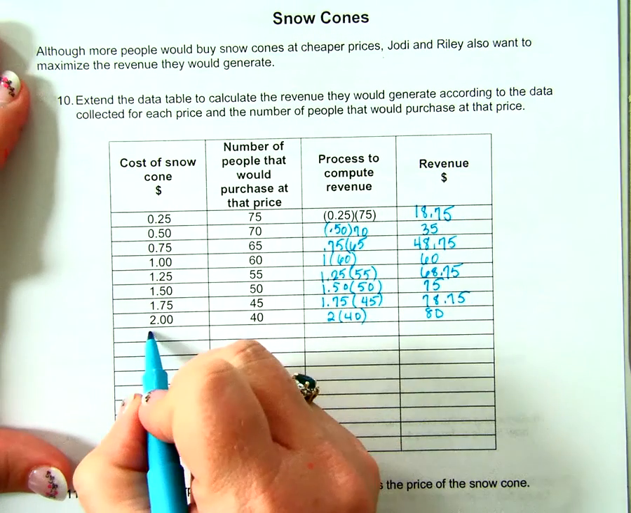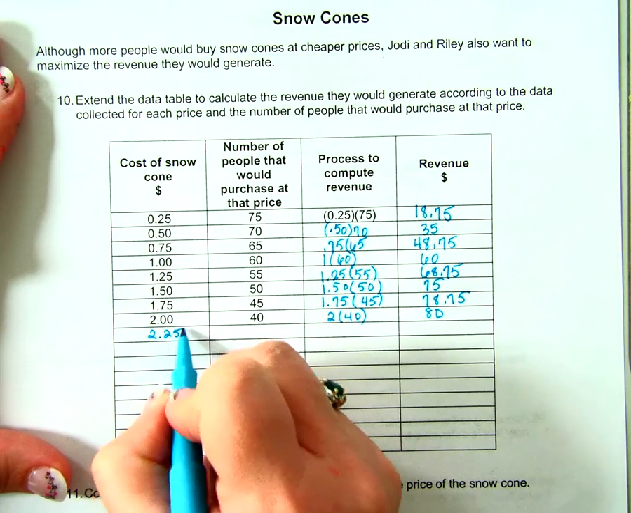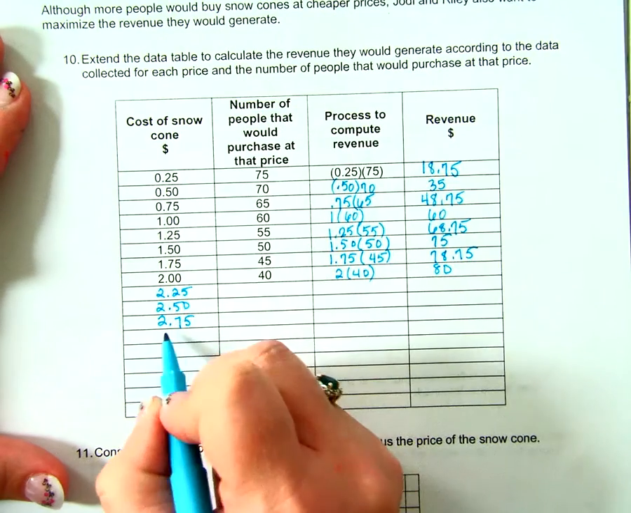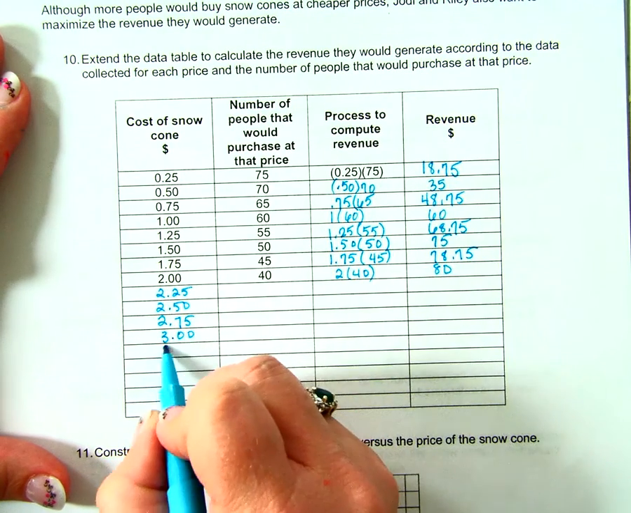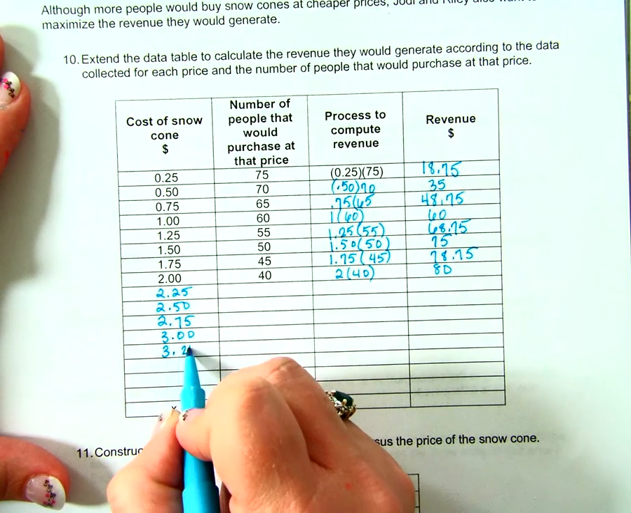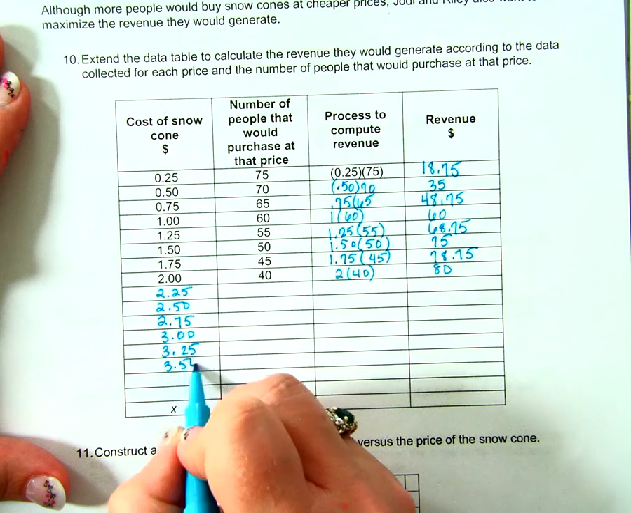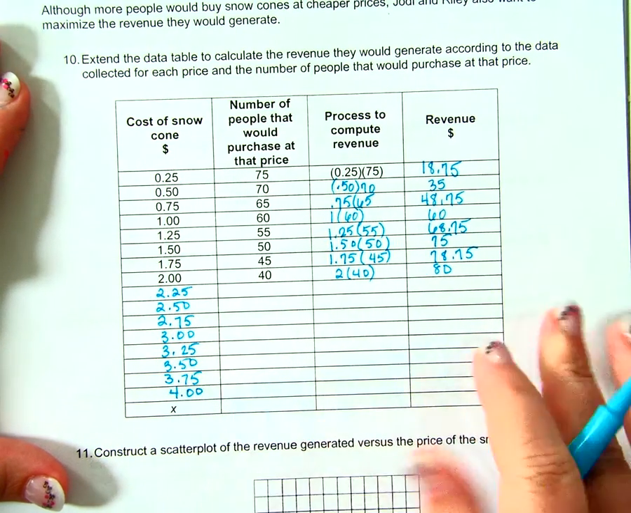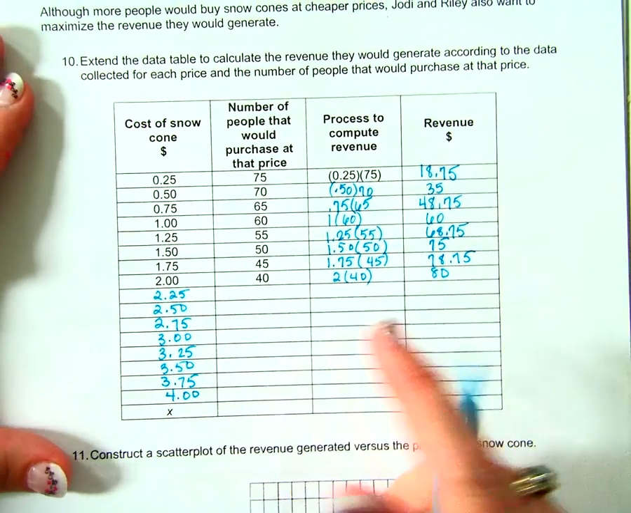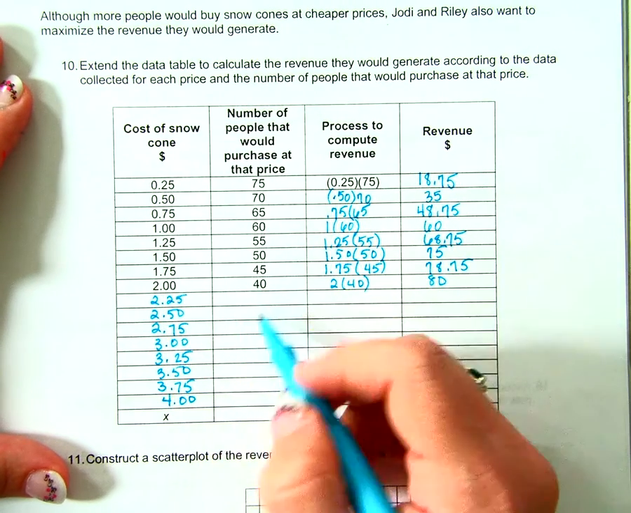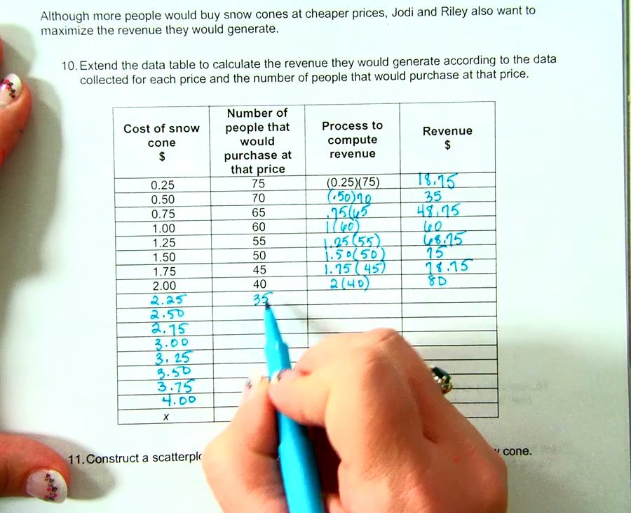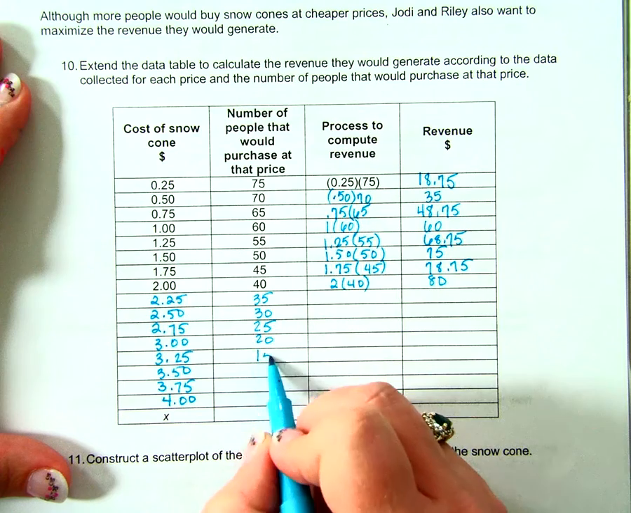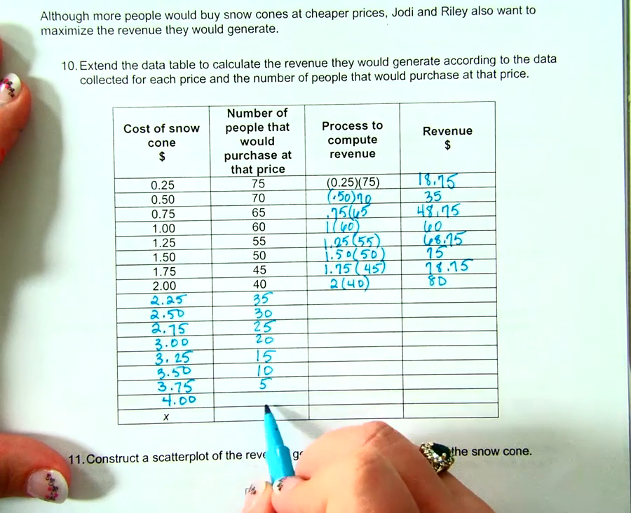I'm going to go ahead and fill these in. $2.25, $2.50, $2.75, $3, $3.25, $3.50, $3.75, and $4. I'm also going to fill in the number of people, because I know it's decreasing by 5. So 35, 30, 25, 20, 15, 10, 5, and 0.